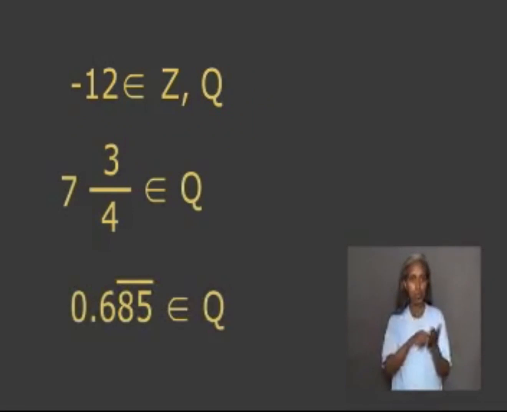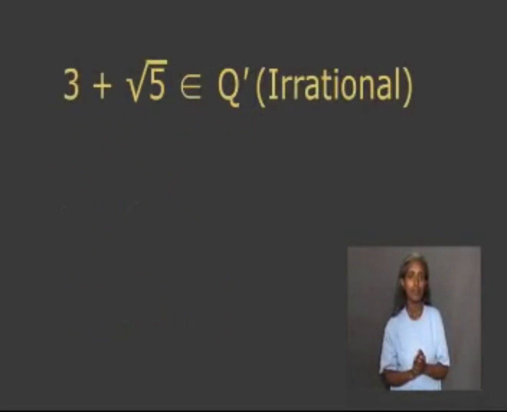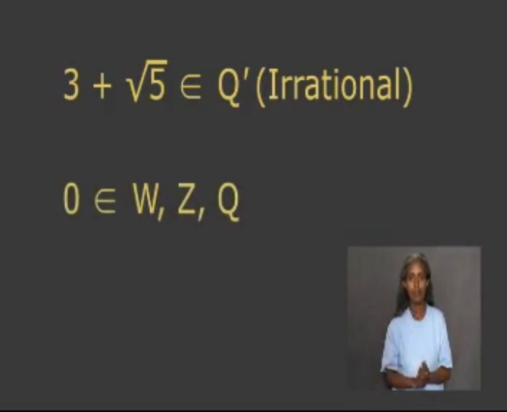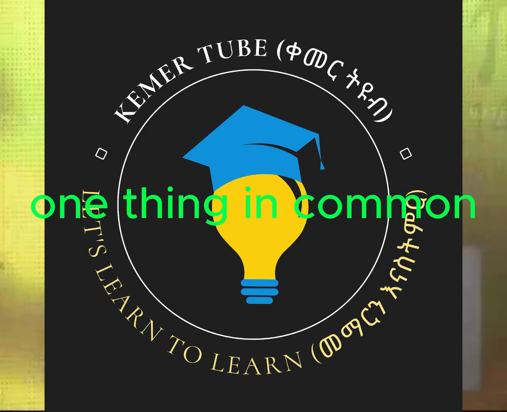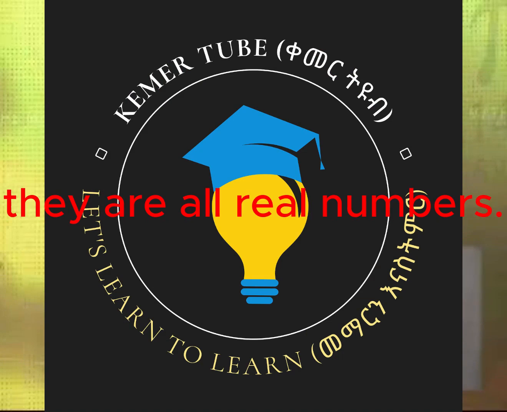0.6 with 8,5 repeating belongs to the set of rational numbers. 3 plus the square root of 5 belongs to the set of irrational numbers. 0 belongs to the set of whole numbers, integers, and rational numbers. All of these numbers have one thing in common. They are all real numbers.